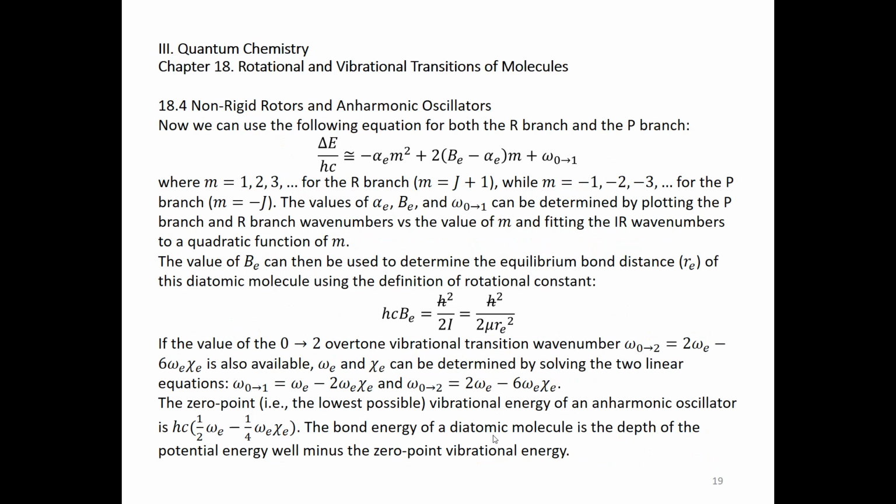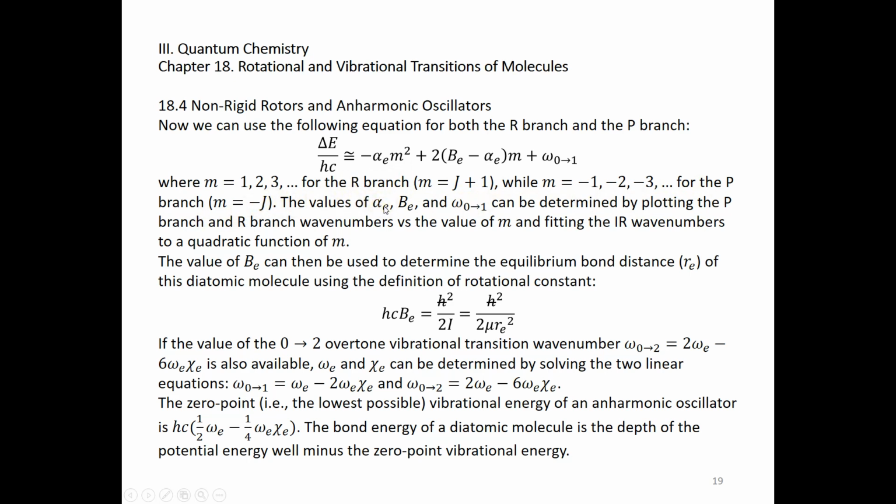Again, we can use this unified equation for both the R branch and P branch. So we can collect the wave numbers in the R branch and P branch, and then we plot this. Just remember, M has a different definition for the R branch than for the P branch. For the R branch, M is J plus 1. For the P branch, M is -J.